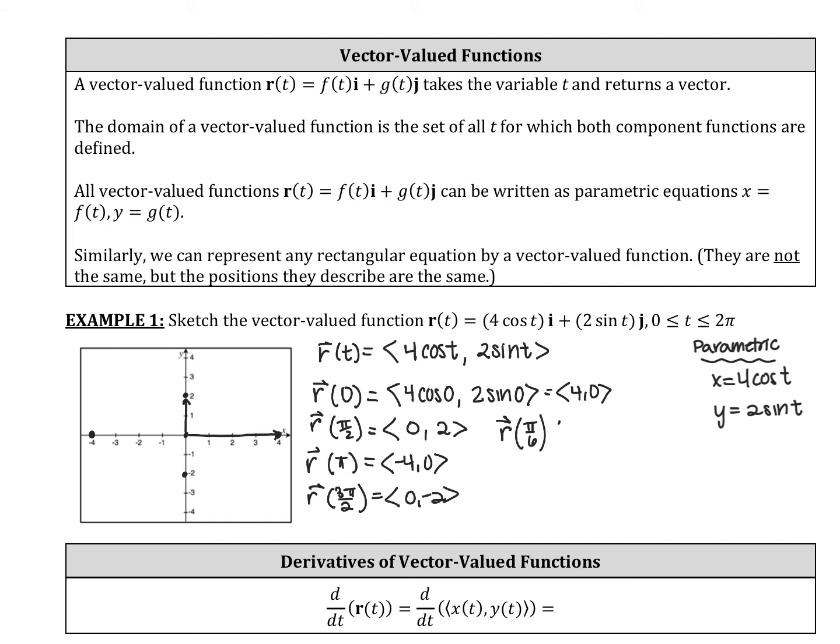And if we take 4 times the cosine of pi over 6, we would get 4 times root 3 over 2, which would give us 2 root 3 comma 1, because the other one was 1/2. And so we get this point right here where we have a vector coming here, and you can see this rotation that is happening.